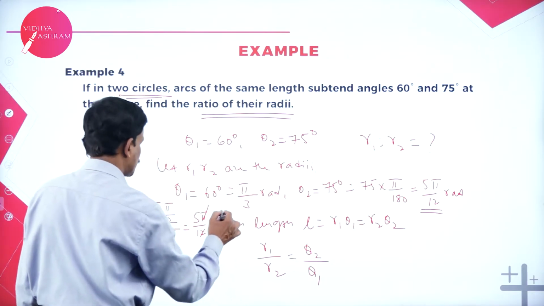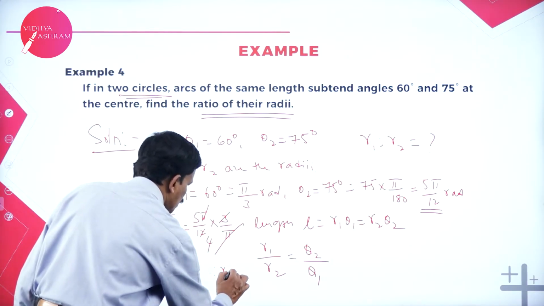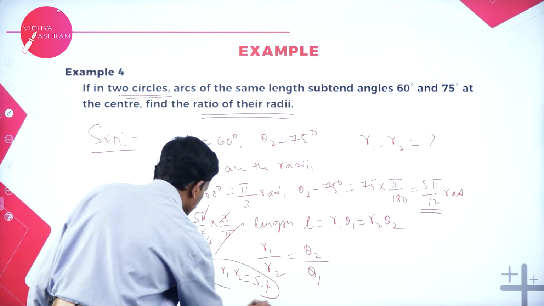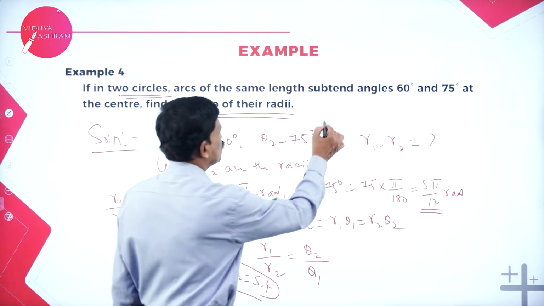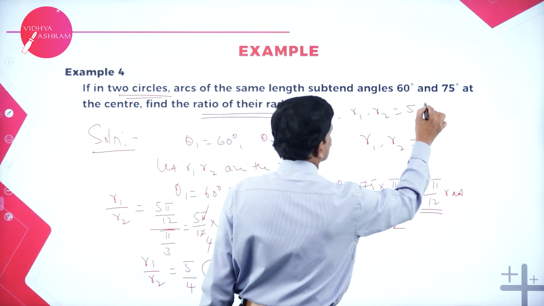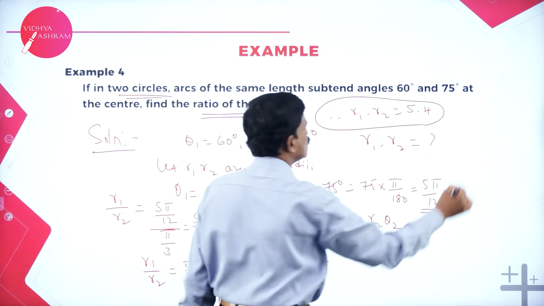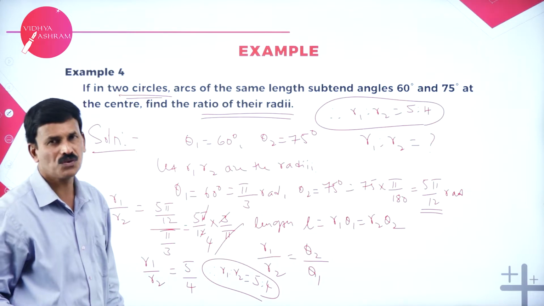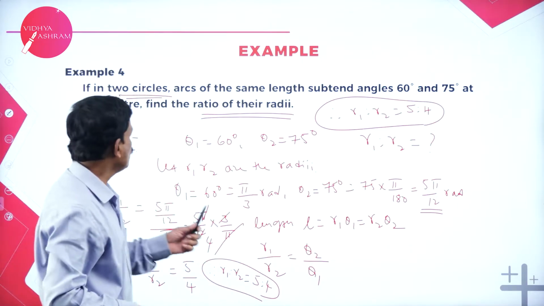Therefore, the ratio R1 is to R2 is equal to 5 is to 4. That's it, 5 is to 4, correct. So the required ratio R1 is to R2 is equal to 5 is to 4. See here, let me explain. What is given?